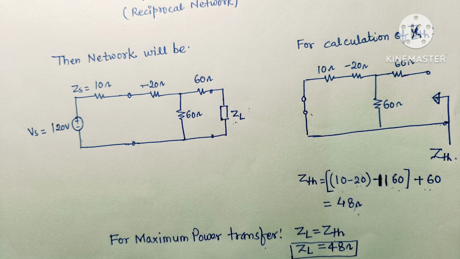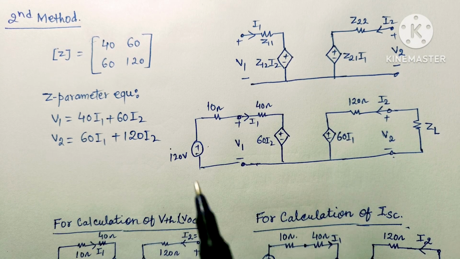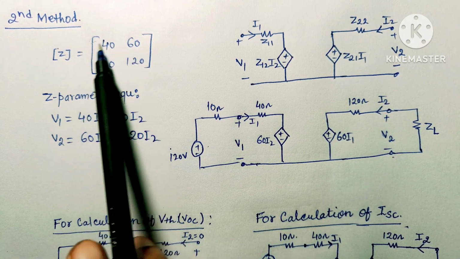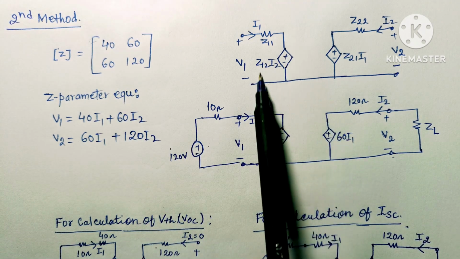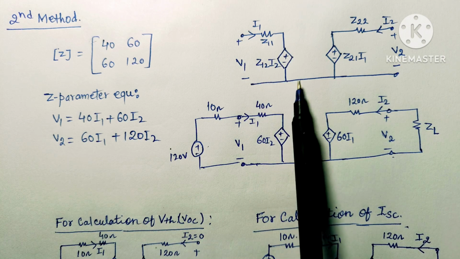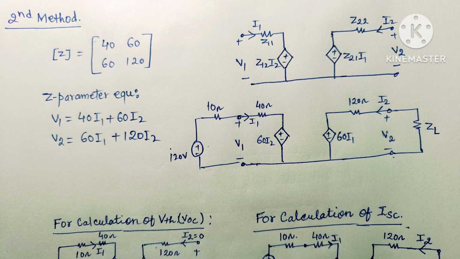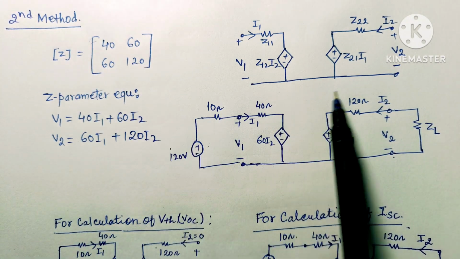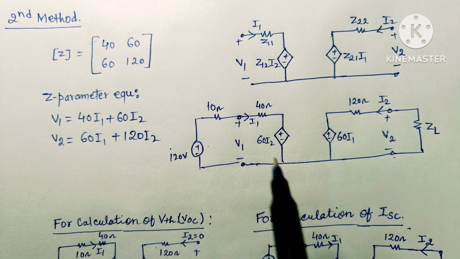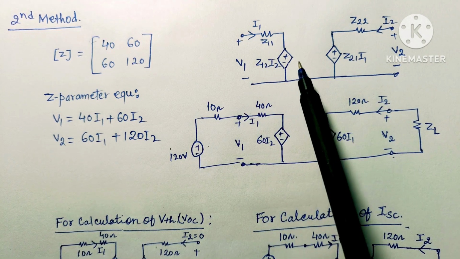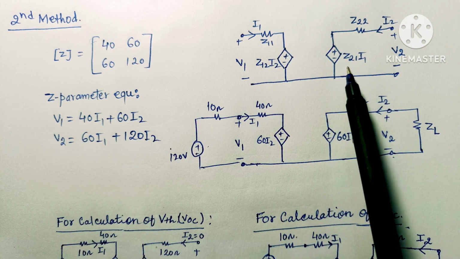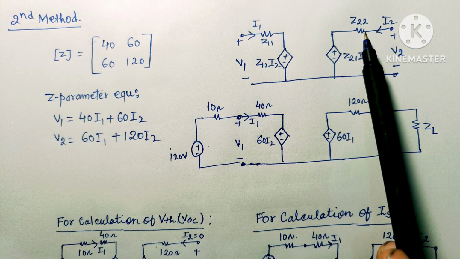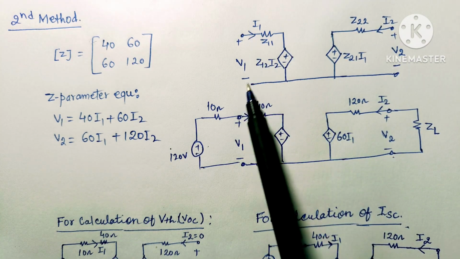Let us see how we can solve this question by another method. As the second method, if the Z matrix is given, then we can convert these Z parameters into a two-port network circuit, and these values can be found as I have told in the last videos on Z parameters. This circuit has Z11, this dependent voltage source will be Z12 into I2, this dependent voltage source will be Z21 into I1, and this is the Z22 impedance.